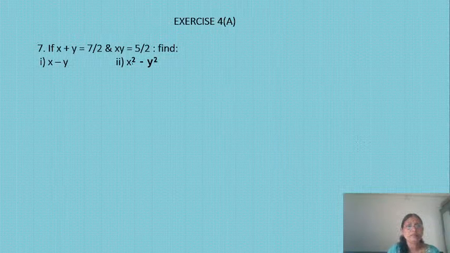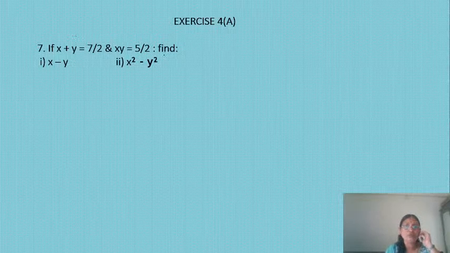You are given x plus y is equal to 7 by 2 and xy is equal to 5 by 2. You are asked to find the value of x minus y, and you are asked to find the value of x square minus y square. Children, always start with what is given. You are given that x plus y is equal to 7 by 2.